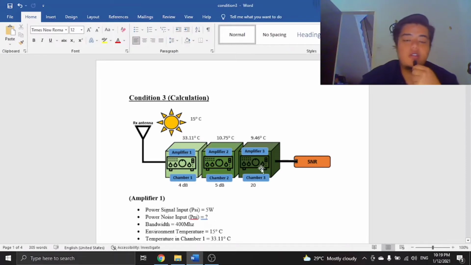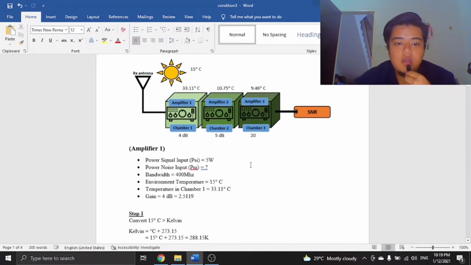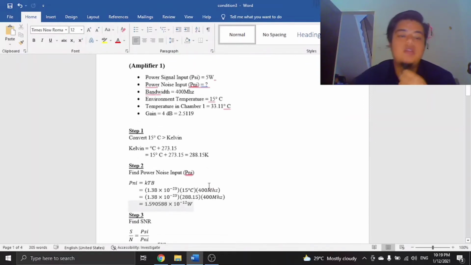Okay, for condition 3, which is the last condition, first of all, for amplifier 1, we state all the information given: power signal input 5 watt, power noise input unknown, bandwidth 400 megahertz, environment temperature 15 Celsius, temperature in chamber 1 33.11 Celsius, and gain 4 dB, which is 2.5119 unitless. Okay, then we repeat the same steps, starting with step 1.